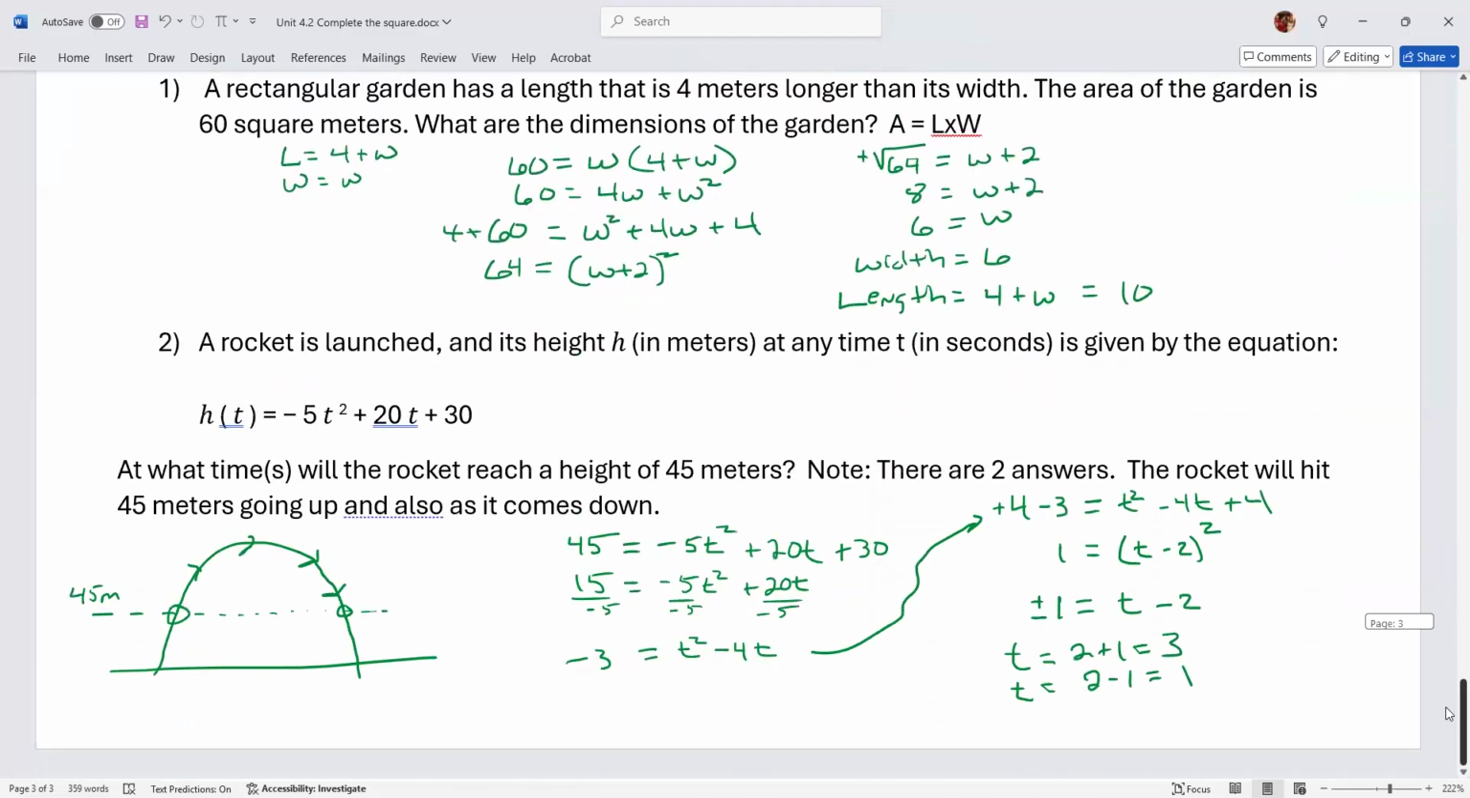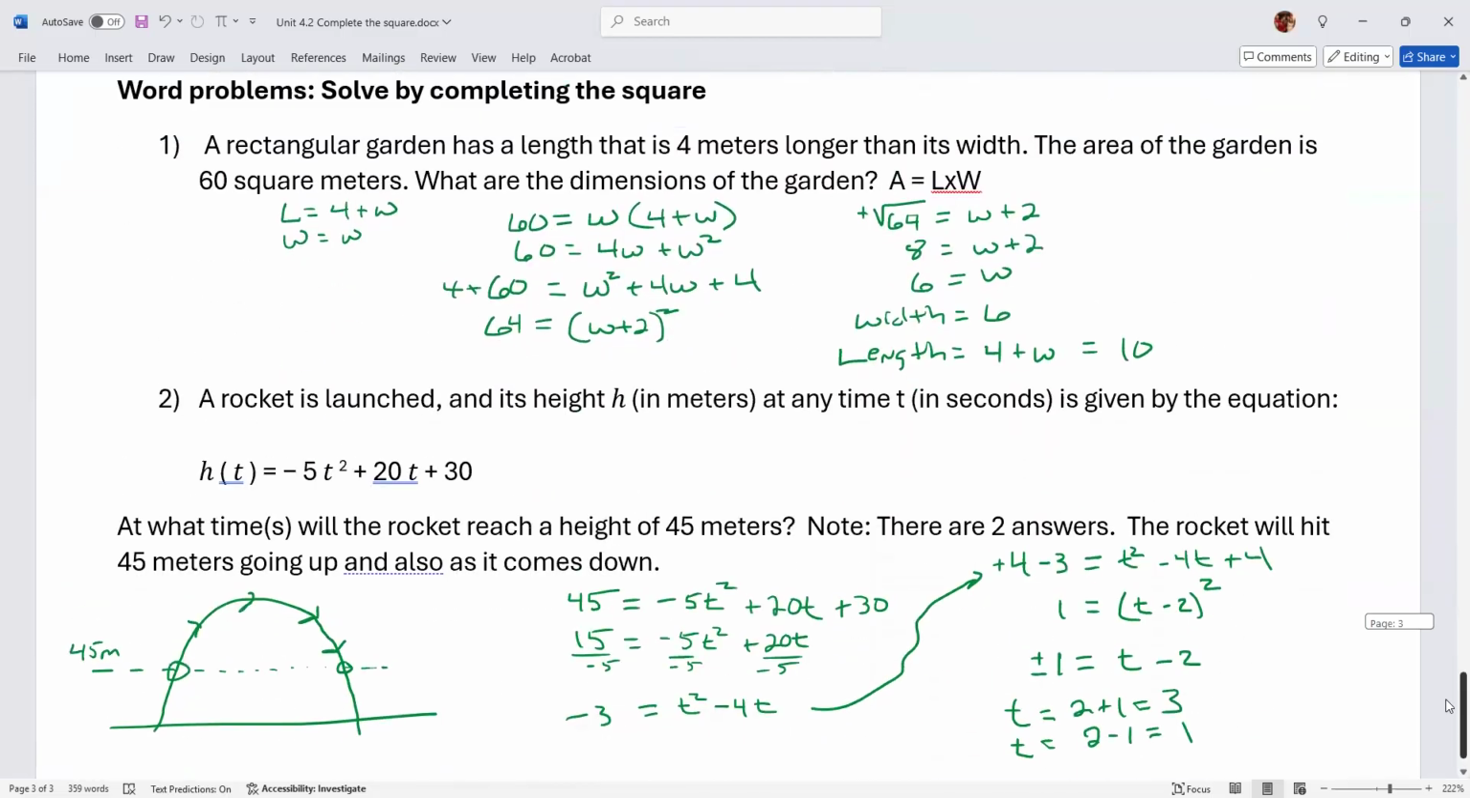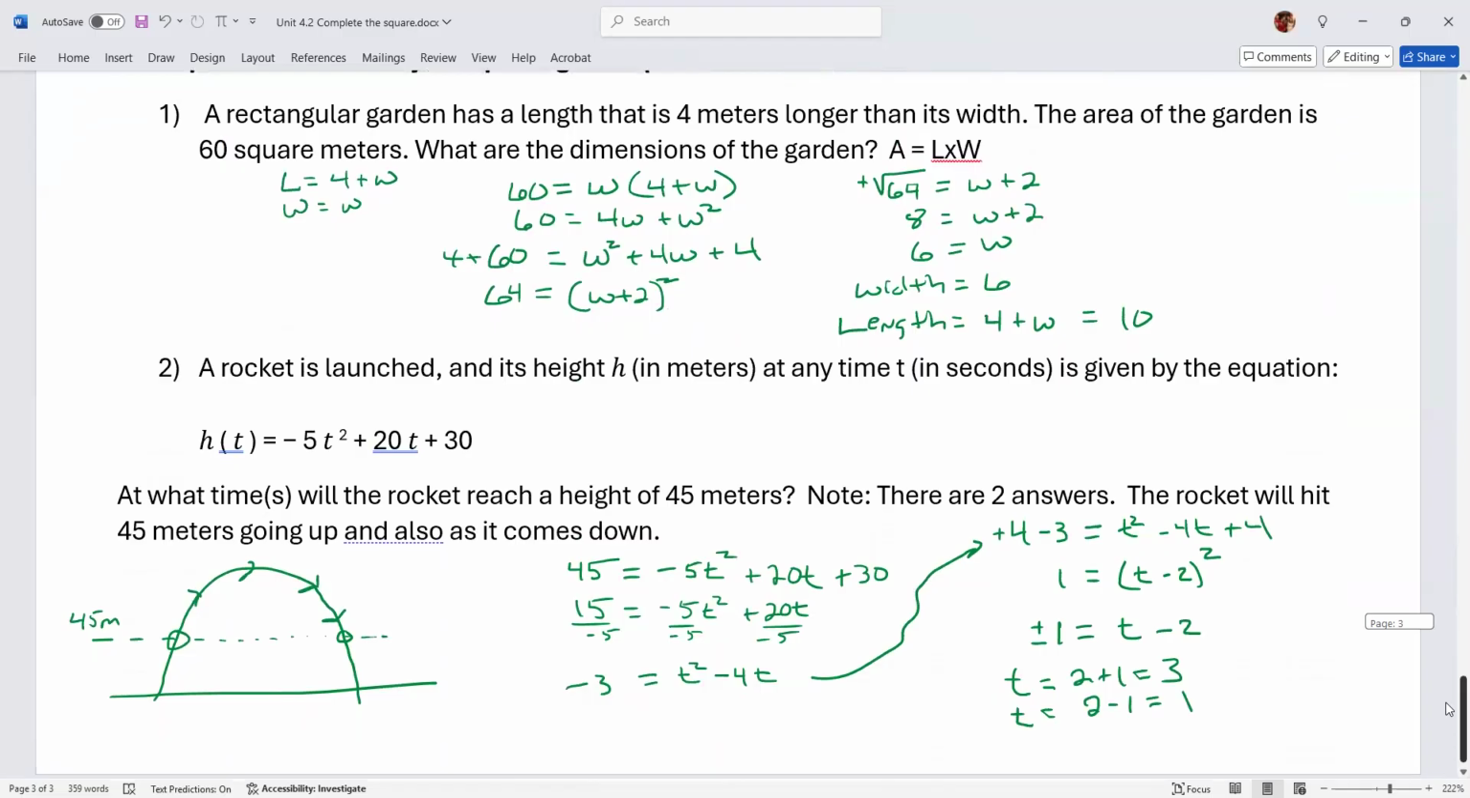A couple of word problems. I'm just going to explain them and then try to do these. So listen to this and try to do it on your own. But there's some things you've got to remember from your old algebra classes, right? So a rectangular garden has a length that is 4 meters longer than its width. The area of the garden is 60 square meters. Find the dimensions. Well, the formula for area, they gave it right here, is length times width.